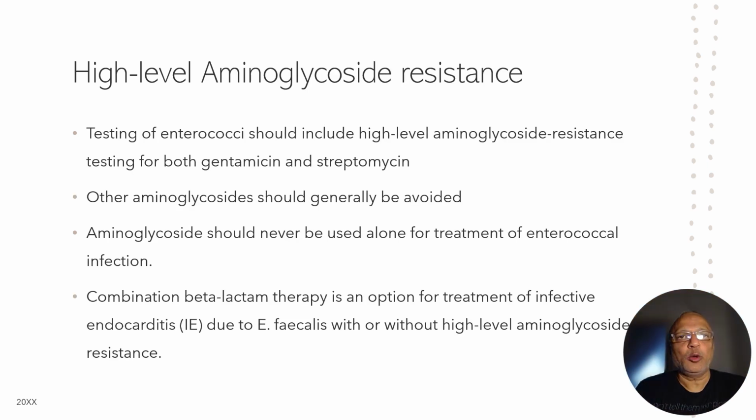When using an aminoglycoside in combination with ampicillin to achieve synergistic bactericidal therapy, like in the setting of endocarditis, the testing of enterococci should include high-level aminoglycoside resistance testing for both gentamicin and streptomycin. Since one agent may have activity even when the other does not, the cell wall active agent should only be combined with an aminoglycoside to which the organism is found to be synergism susceptible. It means when the combination is showing synergism. Other aminoglycosides should generally be avoided, like amikacin or tobramycin.